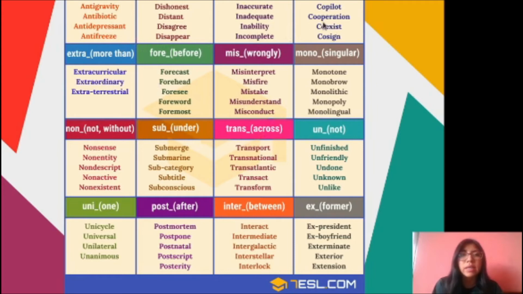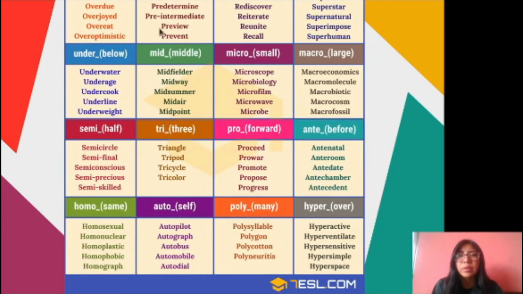Anti, dis, in, co, extra, for, mis, mono, non, sub, trans, un, ante, post, inter, ex, over, pre, re, super, under, mid, micro, macro, semi, okay? For example, semi means half. You have circle, okay? In order to create a new word, semicircle, okay? Círculo, semicírculo, okay? So that is a little easy, but you have to learn, you have to memorize. Es fácil, pero usted tiene que memorizarse, okay?